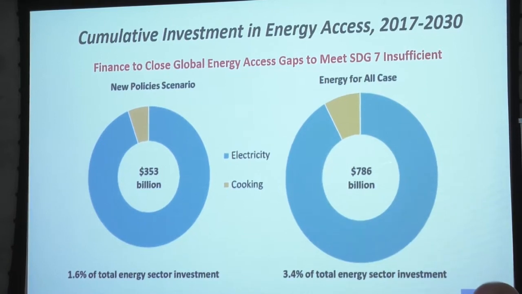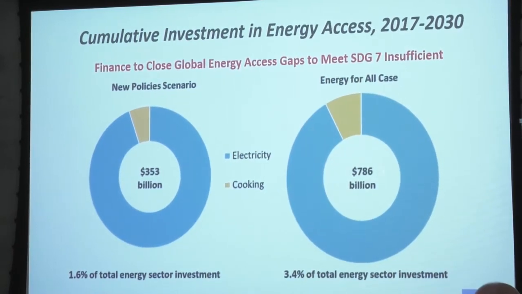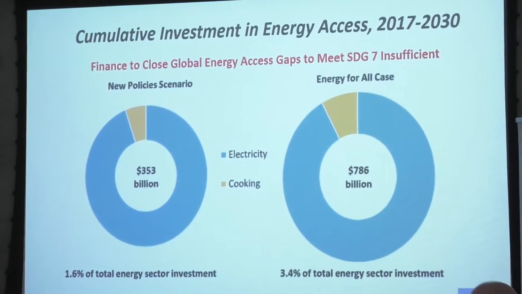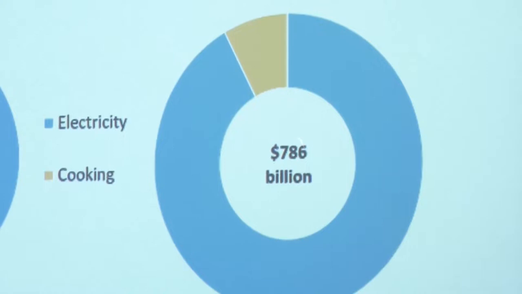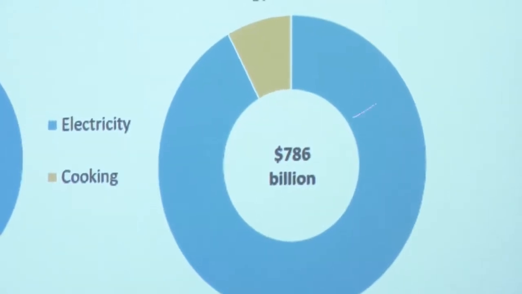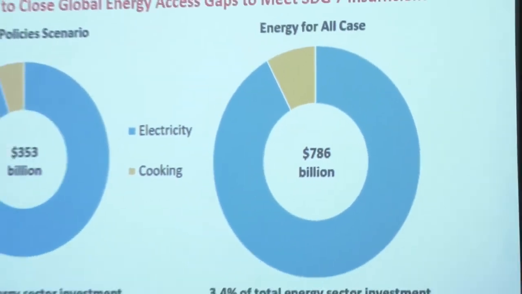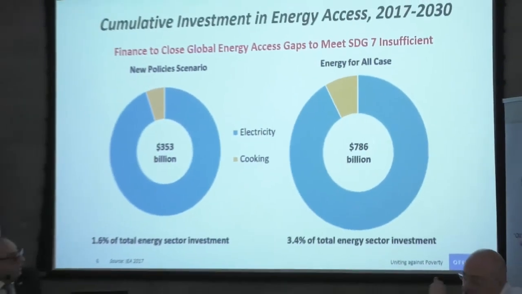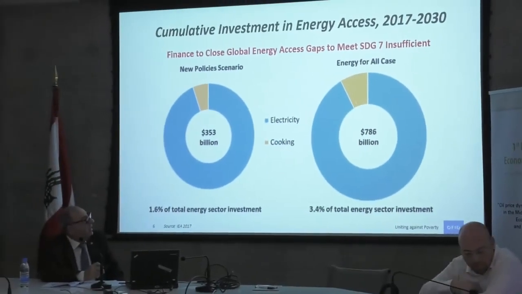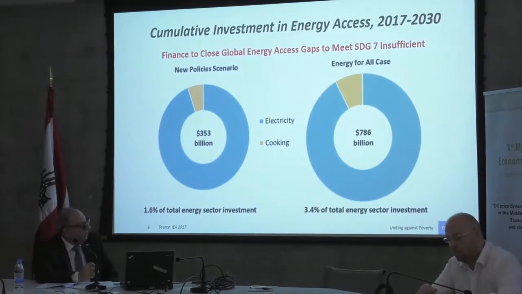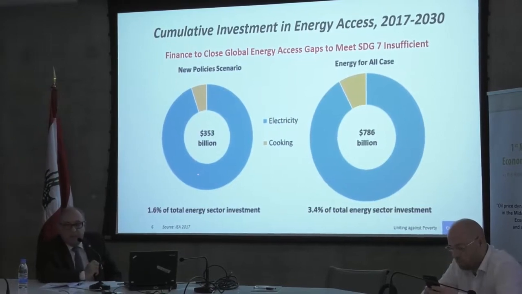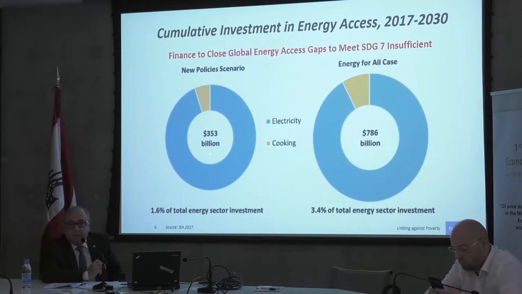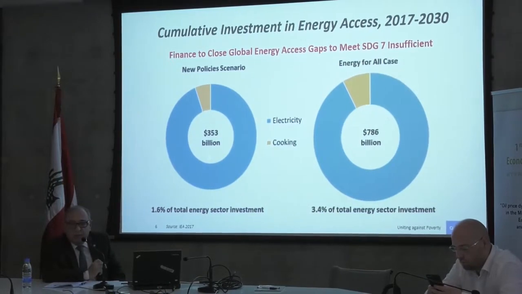If we would like to reach 100% access to electricity by 2030, we need a cumulative investment of around 790 billion, which is around 56 to 57 billion yearly. But this is based on the energy for all case. The reality is that what we are going to invest is much less than that. The yearly investment gap is around $20 billion.